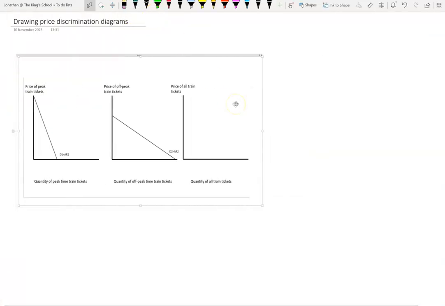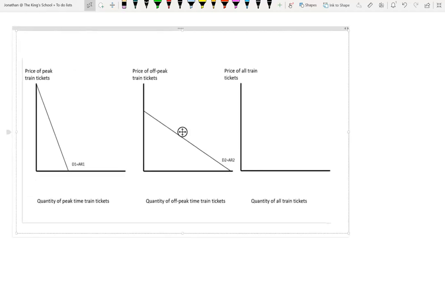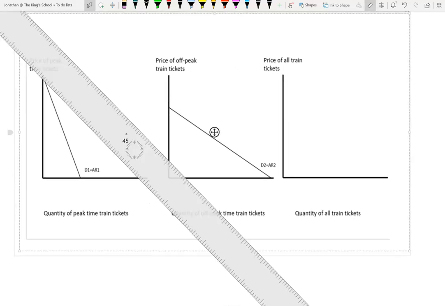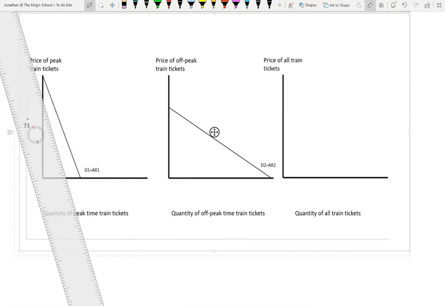Hello, today we're going to be looking at drawing a difficult diagram, which is the price discrimination 3 diagrams: the inelastic, elastic, and total markets. This is difficult to draw, particularly in time conditions in an exam, when you're nervous. You want to be really practiced at this and be able to draw it quickly.